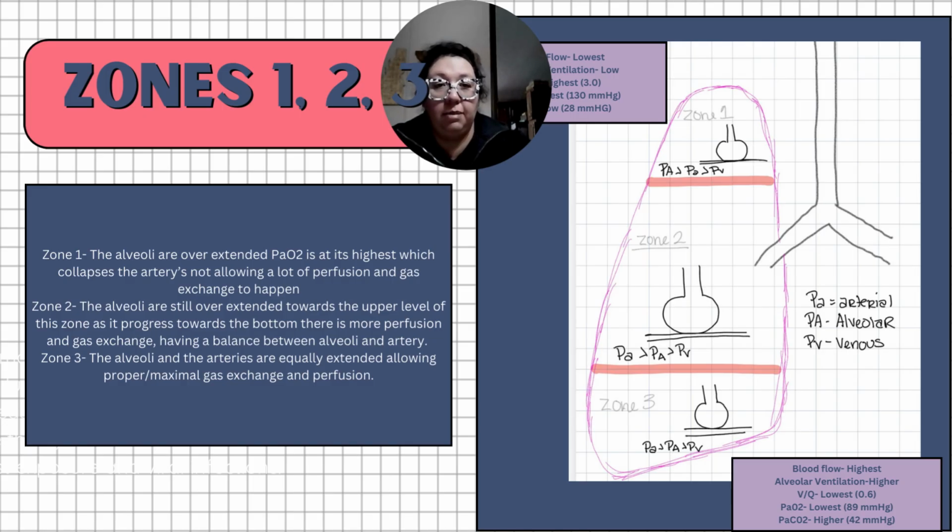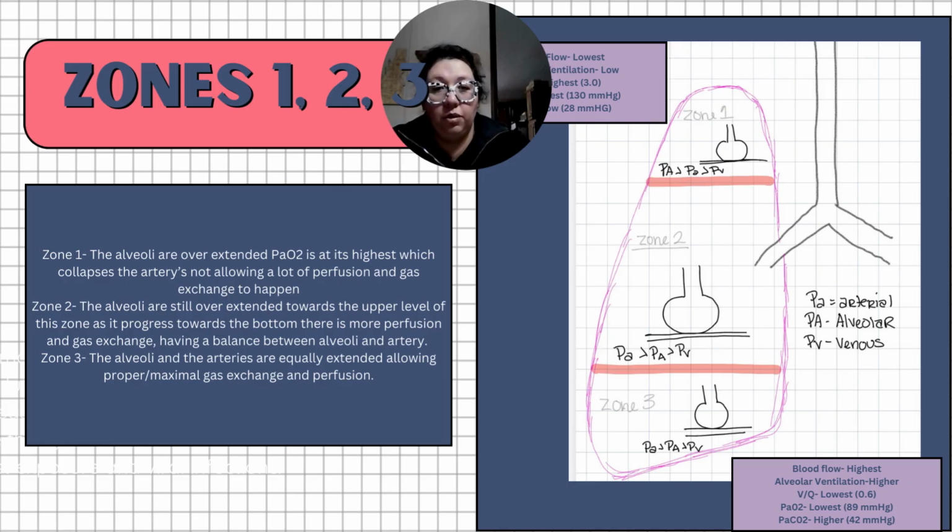And I'm not an artist, so I tried my best. So here our little alveoli, which is like a little grape on a stem, is overextended. Most of the time, this is at its highest point of oxygenation, so our PaO2 is at its max, somewhere around, I think, 130 mmHg. Our pulmonary alveolar pressure is higher than our PA, arterial, and then our PV, which is our venous. So it's not getting a lot of gas exchange just because our little alveoli is crushing down our little capillary. So there's not a lot of perfusion and gas exchange happening.